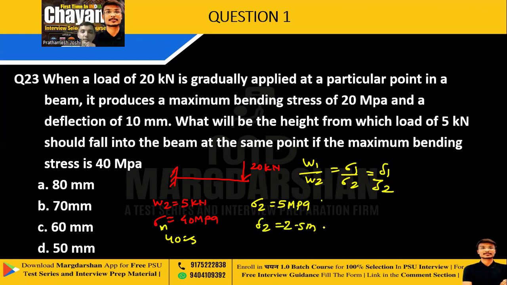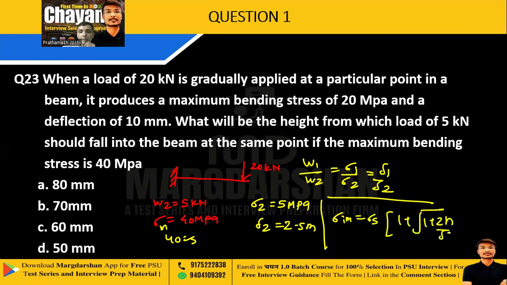And there is one formula as I wrote earlier here also. Sigma impact is equal to sigma static into 1 plus root over 1 plus 2h upon delta static. Just put all these values in this formula, you will get the answer as 60 mm. I hope you got this question. This was a beautiful concept used here.